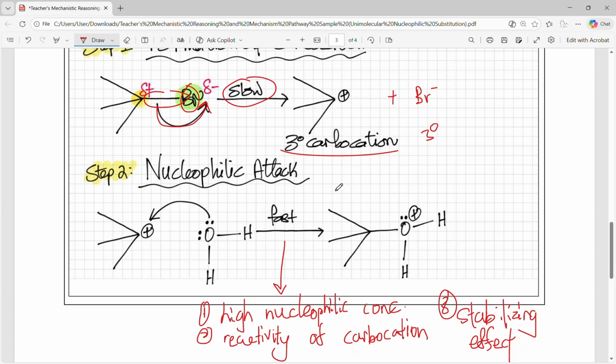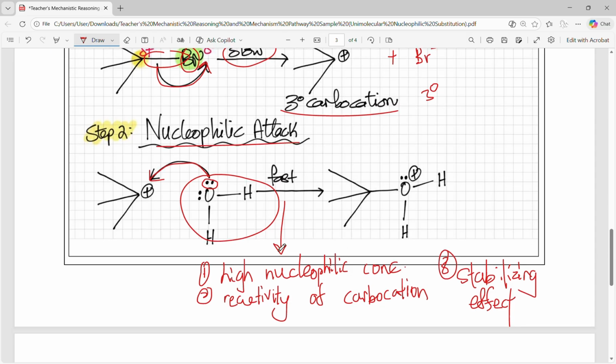In the second step, the nucleophilic attack, a water molecule acts as a nucleophile and attacks the tertiary carbocation. The lone pair of electrons on the oxygen atom of water forms a bond with the positively charged carbon atom on the carbocation. The two electrons are pushed towards the positively charged carbon atom. And due to the high nucleophile concentration, the reactivity of the carbocation and the stabilizing effect of water provided to the carbocation, this is a fast process.